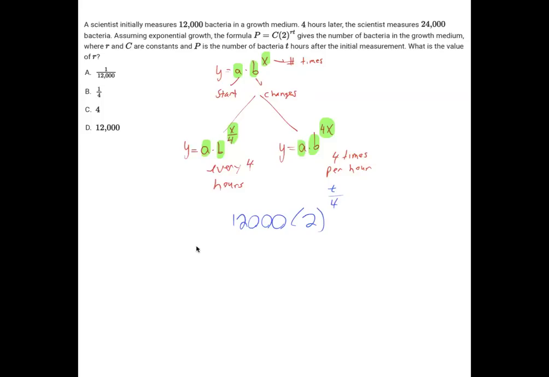So this is following the format they gave us of P equals C times 2 to the RT. And we just need to figure out how T over 4 relates to RT. And the answer to that is that T over 4 is the same as 1/4 times T. Those two things are mathematically equivalent. So what is our R right now? It's 1/4. It's the thing in front of the T, and therefore our answer here is B.